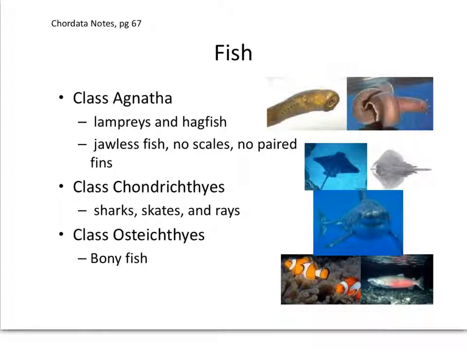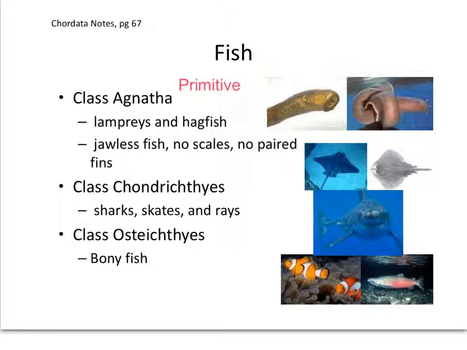The main representative of chordates in the ocean, of course, are the fish. And the fish come in 3 main classes. The first one is class Agnatha, which is a pretty limited class of fish. It really has only 2 members, lamprey and hagfish. These guys are very, very primitive. They are among some of the oldest animals on Earth.